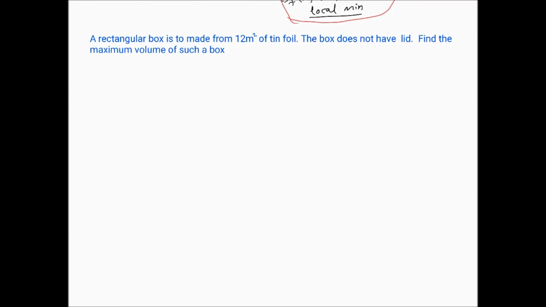So here's another example. A rectangular box is to be made from 12 meters square of tinfoil. The box does not have a lid. Find the maximum volume of such a box. All right. So let's work with this.